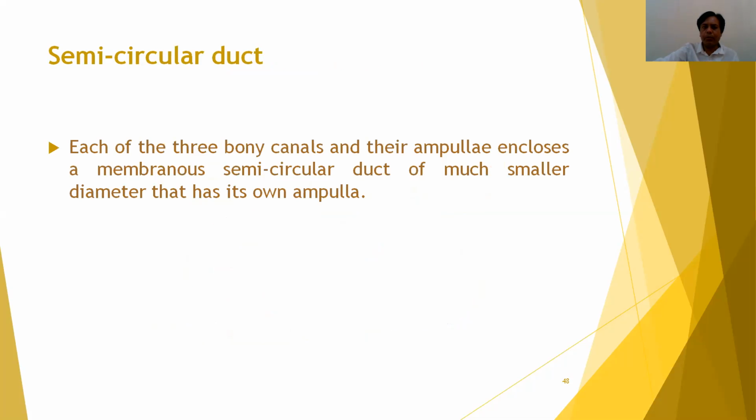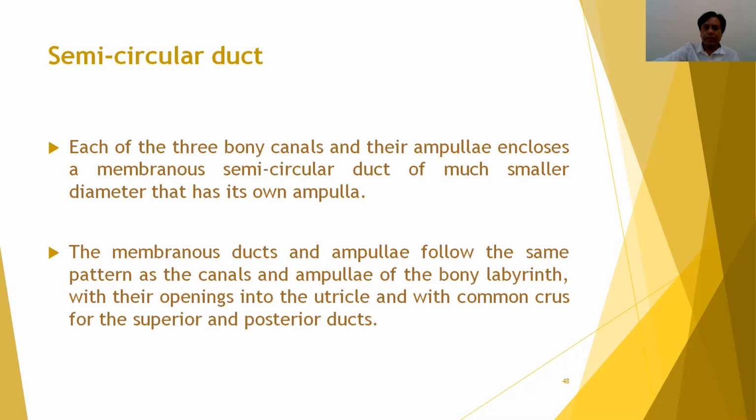Then semicircular duct. Each of the 3 bony canals and their ampullae encloses a membranous semicircular duct of much smaller diameter that has its own ampulla. The membranous ducts and ampullae follow the same pattern as the canals and ampullae of the bony labyrinth, with their opening into the utricle and with a common crus for the superior and posterior ducts.